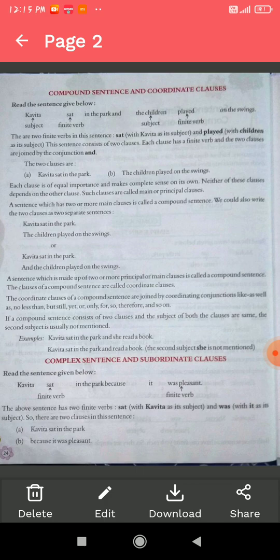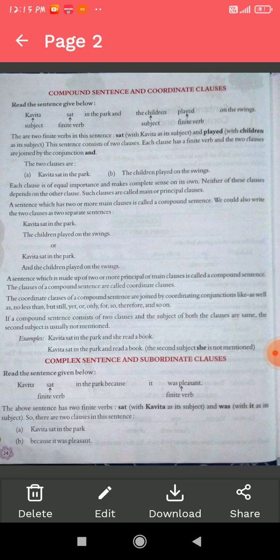Now, last, that is the complex sentence and subordinate clause. First, compound sentence: when there are two or more main clauses in a single sentence, it is called a compound sentence. Now the definition of the complex sentence: when there is only one principal clause but two or more subordinate clauses, that sentence is called a complex sentence.